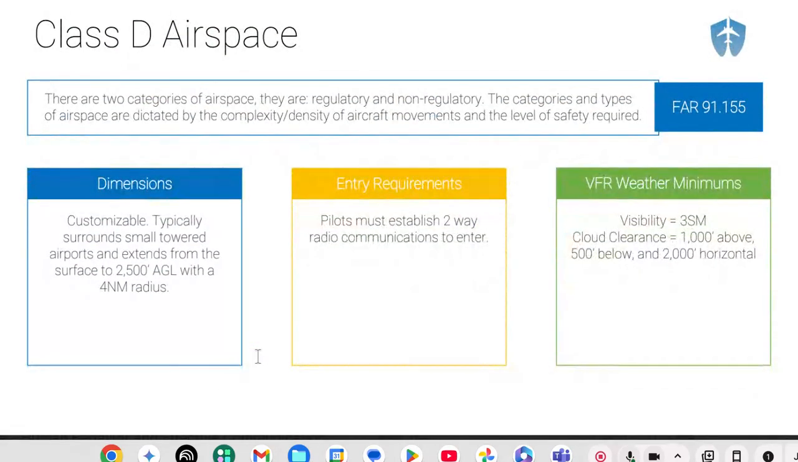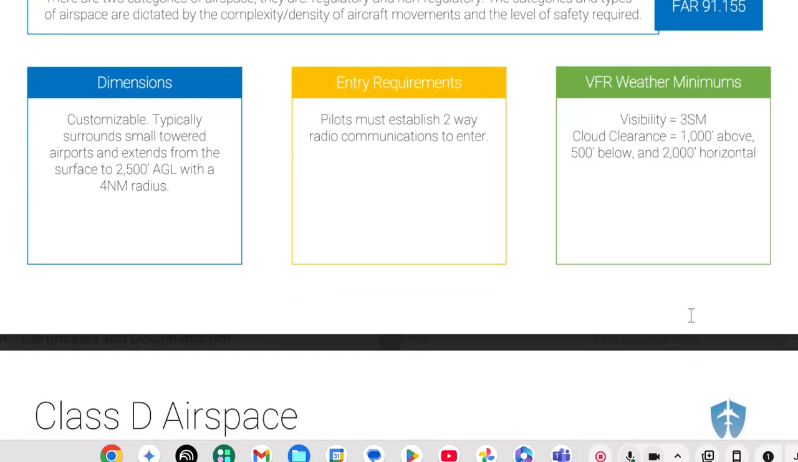Alright, Class Delta airspace. So towered airports, but not as busy as Charlie or Bravo. The dimensions are also customizable and usually extend from the surface to 2500 AGL with a 4 nautical mile radius. The only entry requirement you have for Class D is that you must have two-way radio comms established with tower, and it has the same weather mins, so it's gonna be the 3152s, just as Class Charlie.